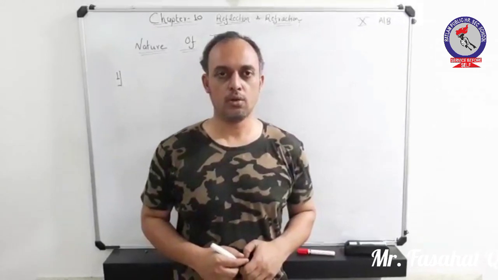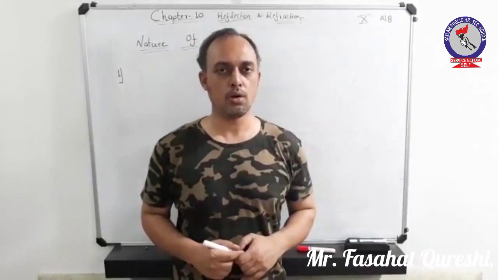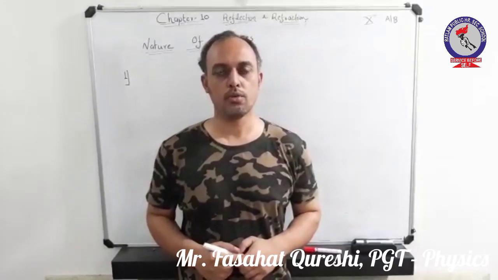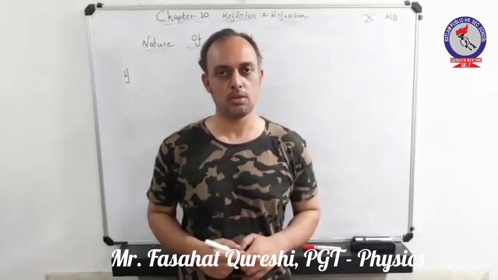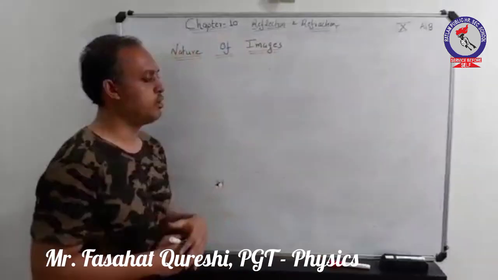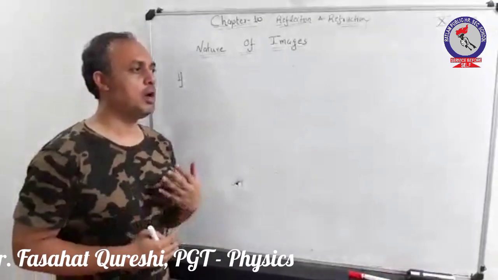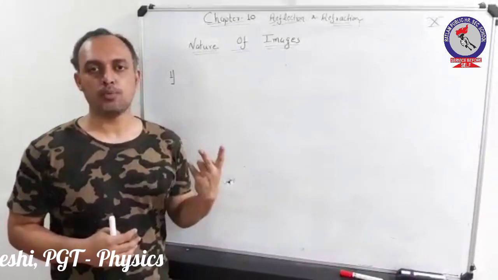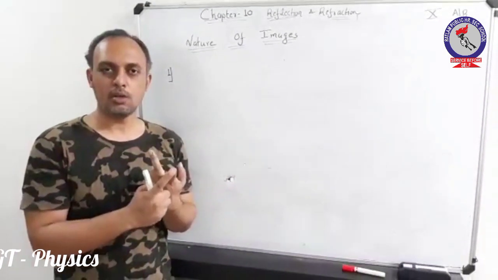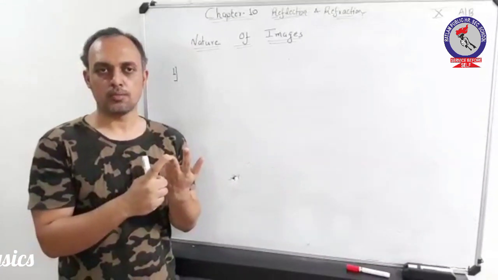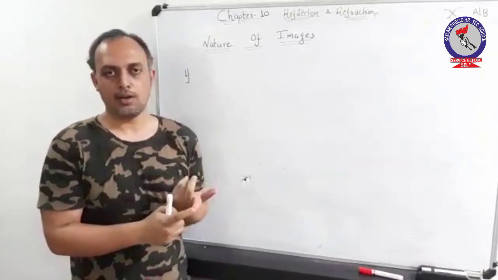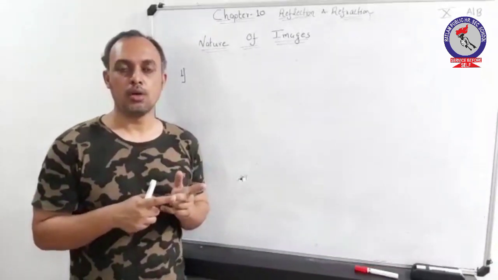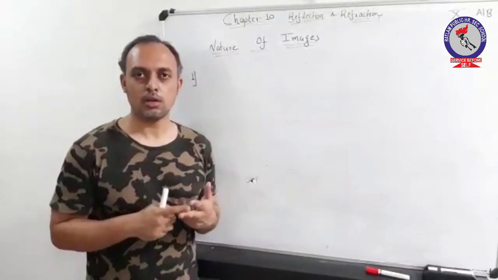In this section of my video, we will be going through another important concept of the nature of images, which is a concept of chapter number 10 NCERT for class 10th. The name of the chapter is Reflection and Refraction. As we have already discussed the types of images, there are basically two types of images formed: one is real image and one is virtual image. A real image is formed when real rays intersect at a point, as we have studied, and a virtual image is formed if virtual rays intersect at a point.